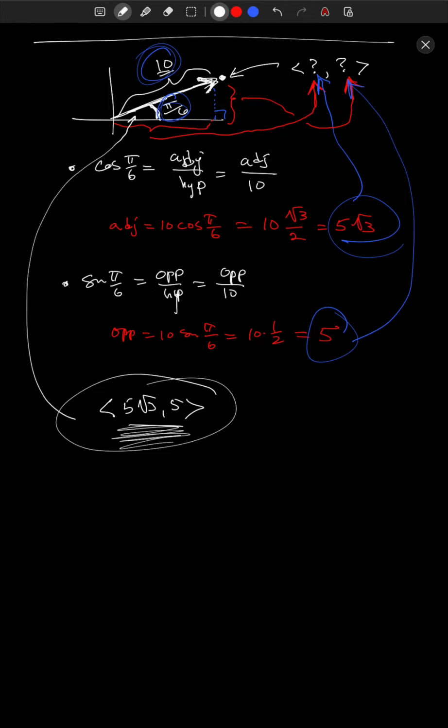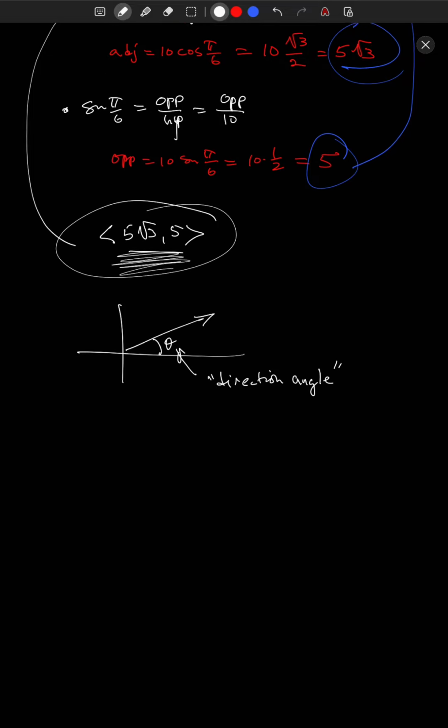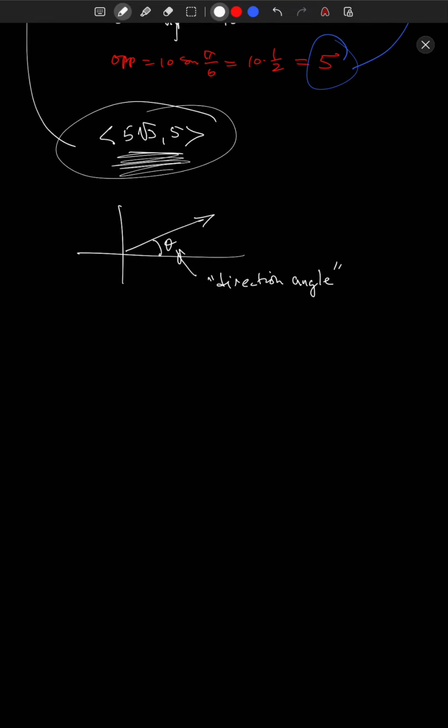By the way, a bit of notation. This pi over 6, our book likes to call the direction angle. Let me draw another picture down here because that one's a little messy. If I have a vector like this, that theta right there, our book calls it the direction angle. That's not standard notation or standard terminology, but it's the terminology that our book uses, and you'll probably see it in the homework.